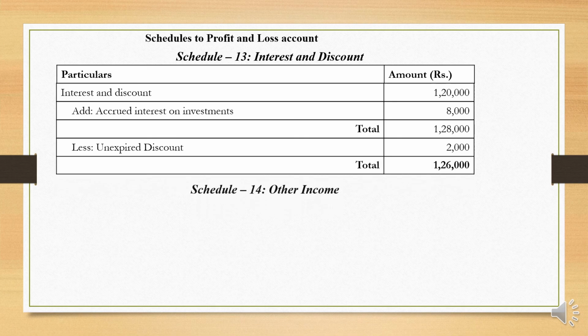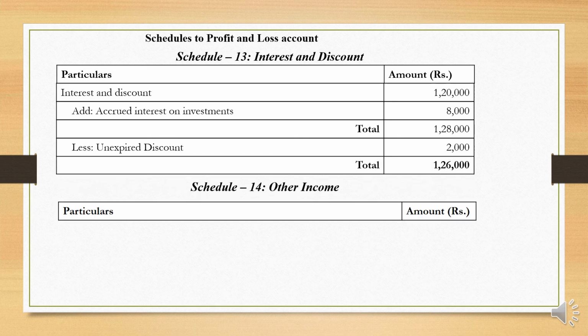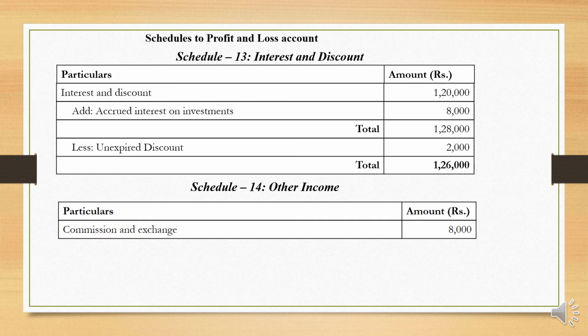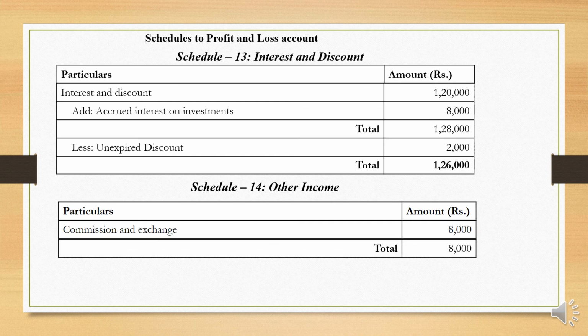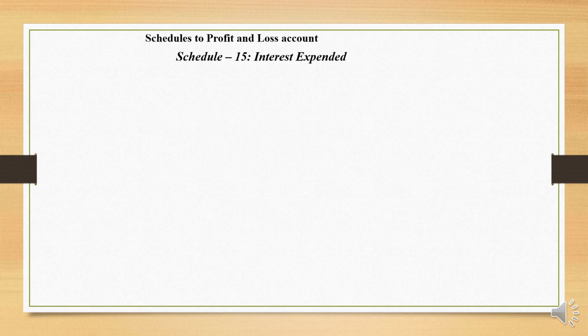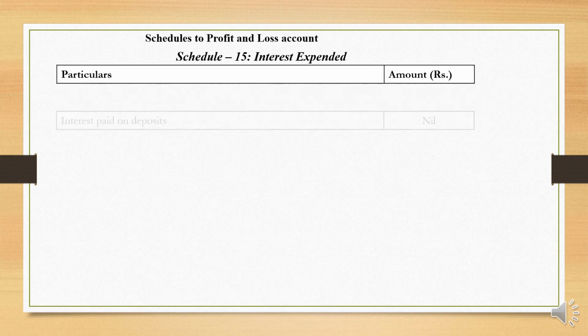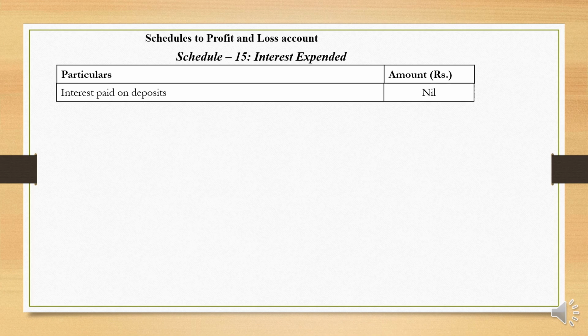Schedule number 14 deals with the other income. Here we have commission and exchange, which is 8,000, so that we get a total of 8,000. That is schedule number 14, other income. Okay, schedule number 15, interest expended. Here interest paid on deposits is nil. So therefore interest expended is nil.